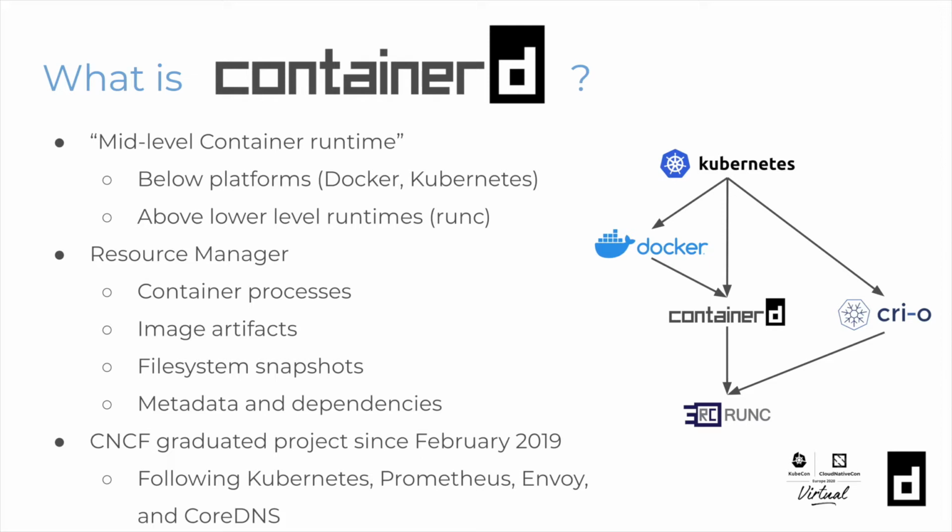So what does containerd actually do? It provides APIs for managing container processes, container images, file system snapshots, and relevant metadata. The API is available in both the CRI API used by Kubernetes and the containerd native API, which is used by Docker.